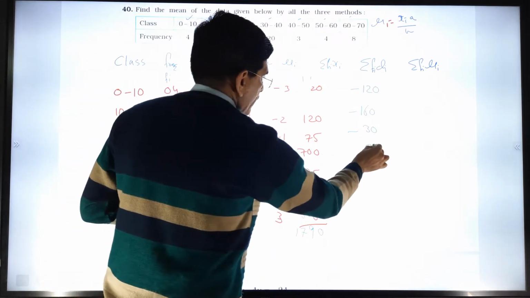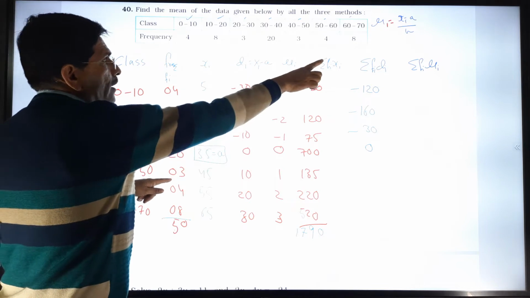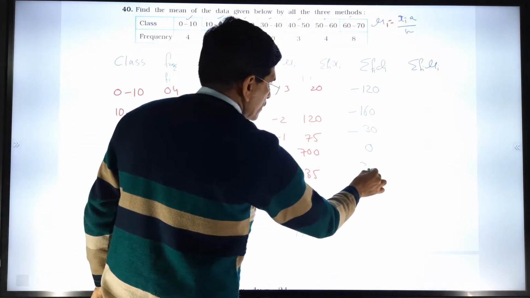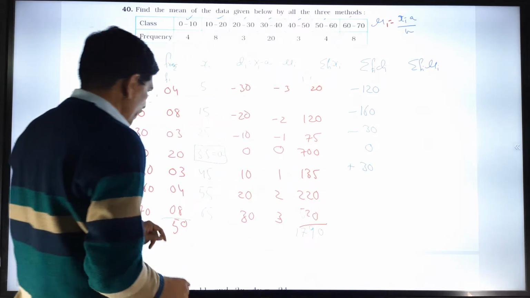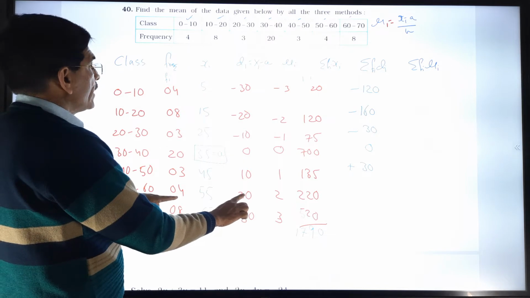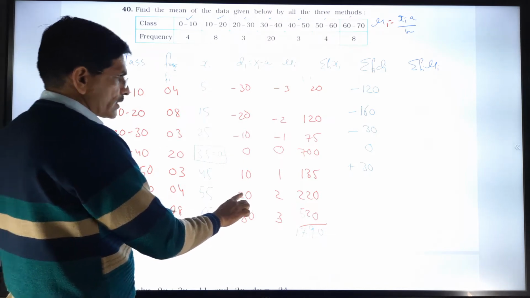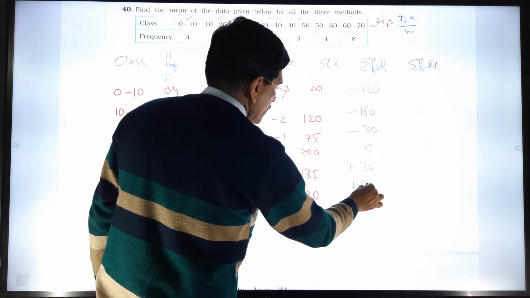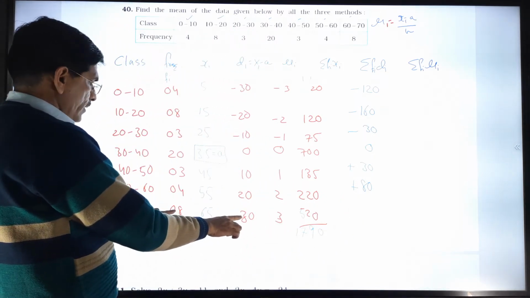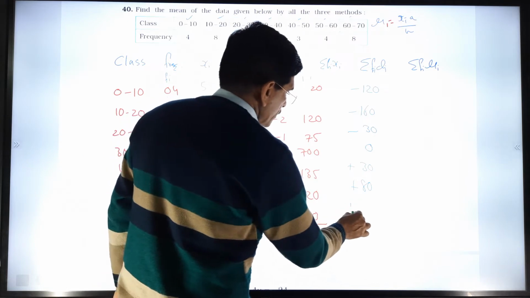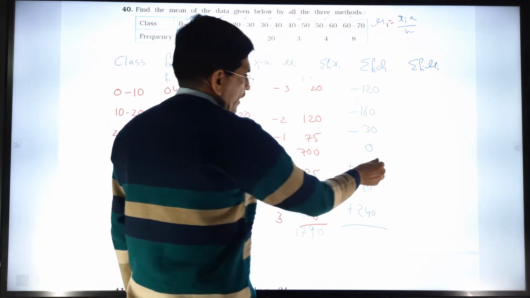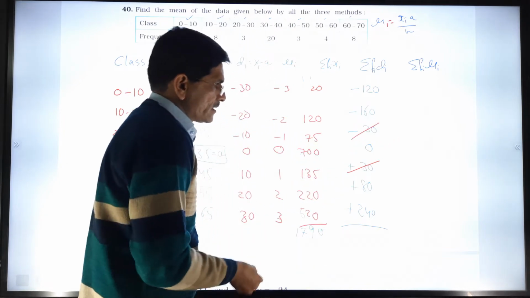Here it is always 0. Again fi di, we are doing fi di, 10 into 3, 30. Now we are doing plus. Again 20 into 4, that is 80. Again 30 into 8, 240. Now I have to simplify this. So already we know that this cancels.